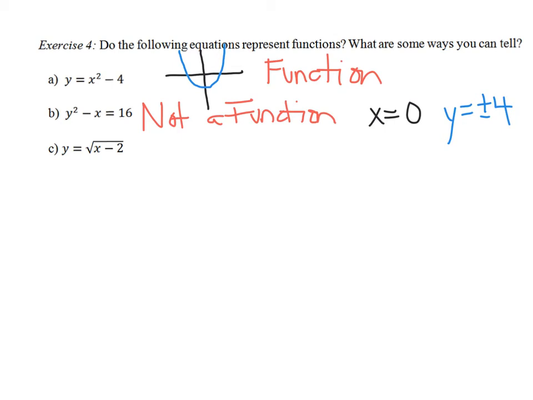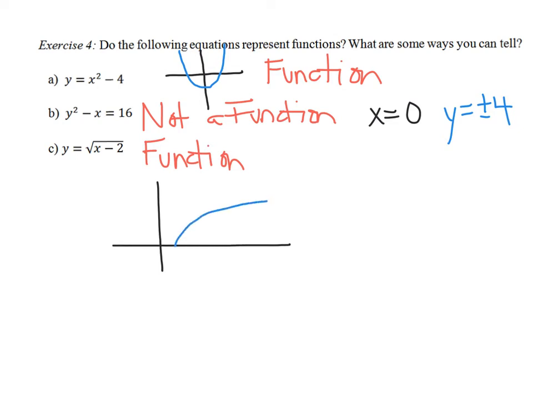If I try example C, again substituting values in for x, no matter what x values I pick, I'm only getting one answer for y. So this one is a function. I could just as easily have graphed this on my graphing calculator, and my graph would look something like this. Every time I look for an x value, it only has one y value associated with it.